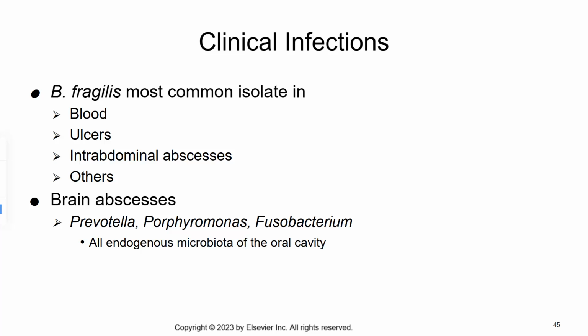As I mentioned, B. fragilis is the most common isolate. It's found predominantly in blood, ulcers, intra-abdominal abscesses, and others. Brain abscesses would be Prevotella, Porphyromonas, and Fusobacterium, all endogenous microbiota of the oral cavity.